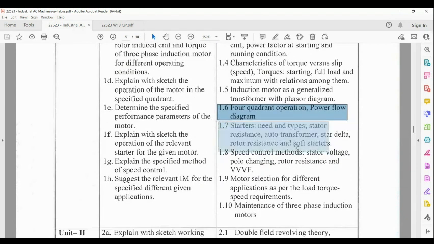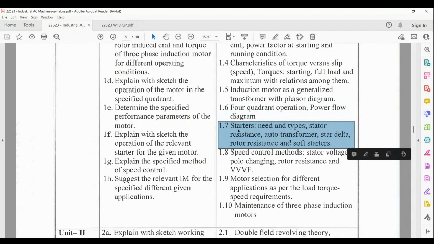Now the most important part is starters. You will have two questions. What is a starter in three-phase induction motor, what are the types of starters, and what is the need of a starter? This will be one question. And the second question may be asked like, explain one type of starter, say stator resistance starter, auto transformer starter, star delta starter, or rotor resistance starter, or soft starter.